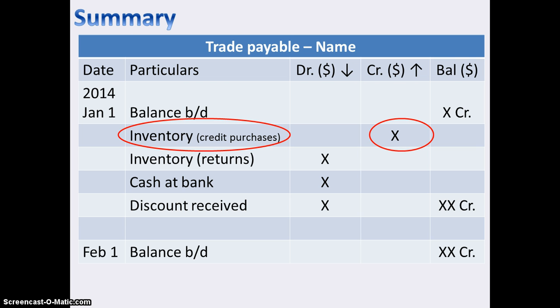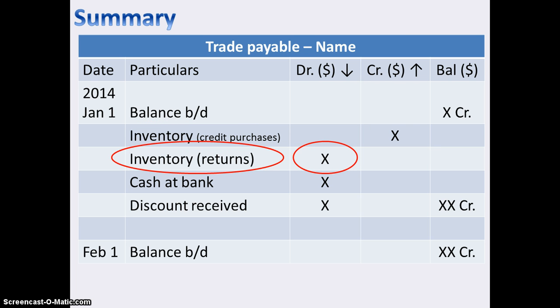When the business buys goods on credit, the trade payable account increases as the amount owed to creditor increases as well. When the business returns goods to creditor, the trade payable account decreases as the business is not paying the creditor for goods returned. As such, the amount owed to creditor decreases.